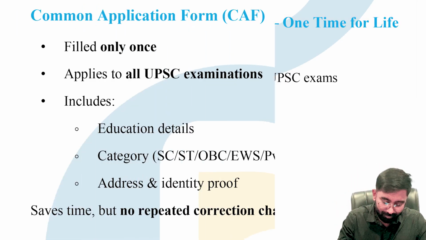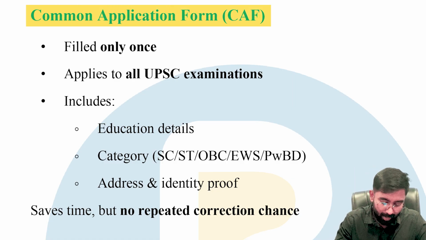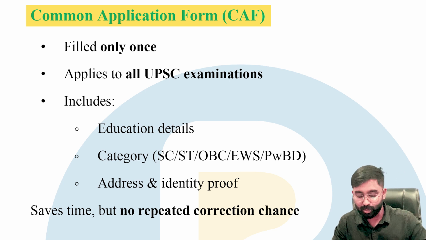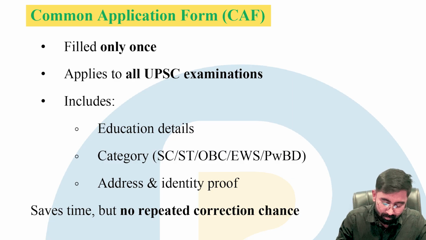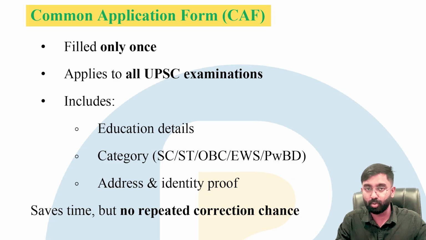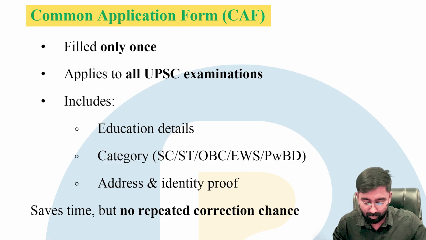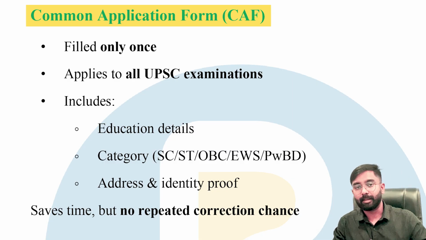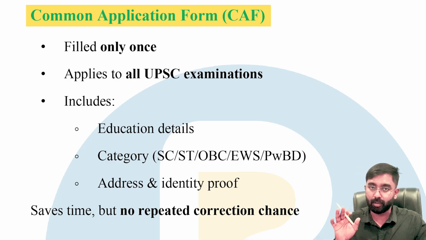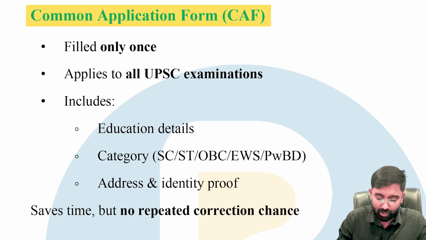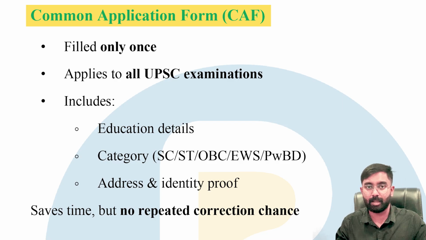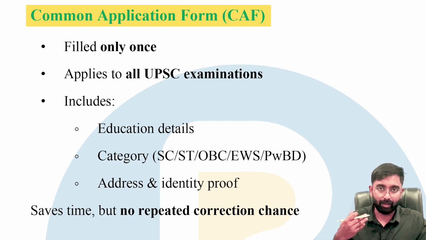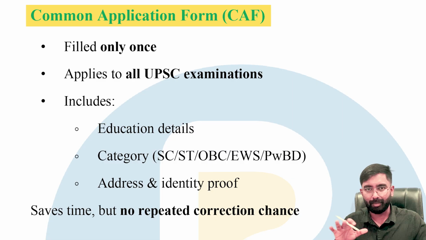Next is the common application form, CAF, which is also filled only once, and this applies to all the UPSC examinations. It includes the education details of the aspirant, the category he or she belongs to, be it SC, ST, OBC, EWS, and PWBD. It also covers the address and the identity proof of the student. This is essentially to save the time of an aspirant, so that whenever he is applying for any UPSC examination, he need not keep on filling the same details, just to minimize the time.